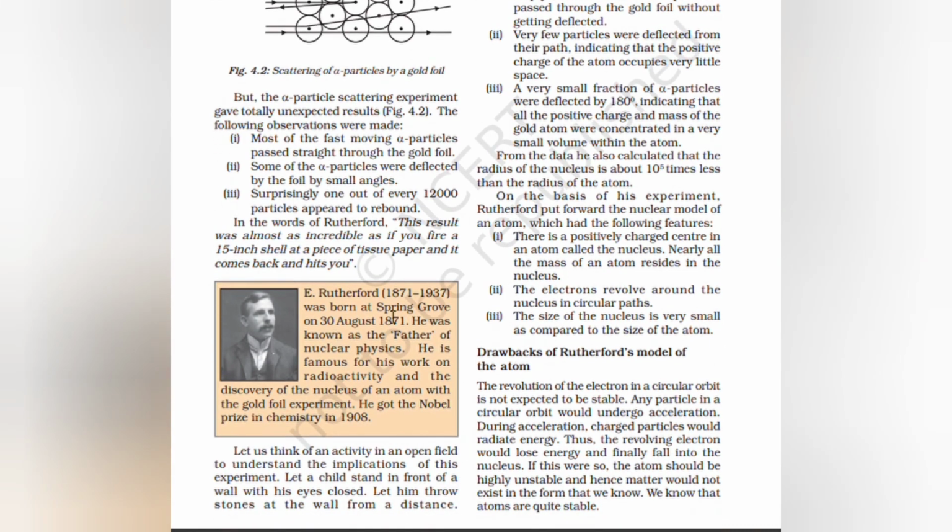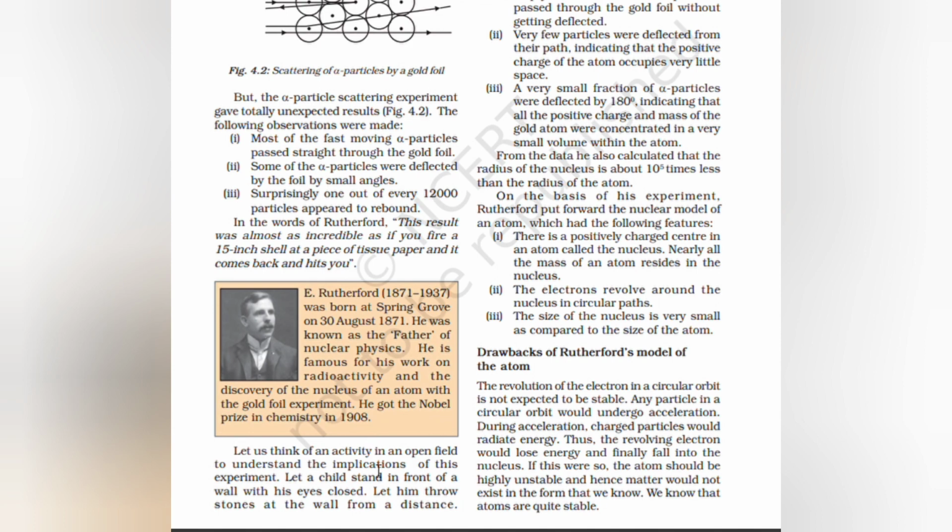E. Rutherford was born at Spring Grove on 30th August 1871. He was known as the father of nuclear physics. He is famous for his work on radioactivity and the discovery of the nucleus of an atom with the gold foil experiment. He got the Nobel Prize in Chemistry in 1908.